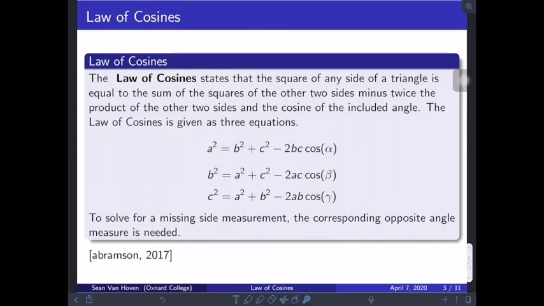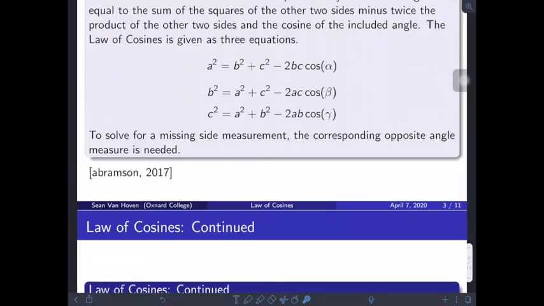Given a side A, we can determine what this is by squaring sides B and C, adding them together, then subtracting the product of 2 times B times C, and then the cosine of the angle, which is opposite of this A. Do the same thing with B and C, just a matter of rearranging variables.